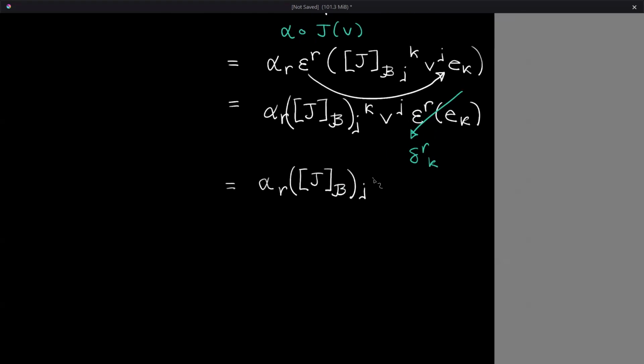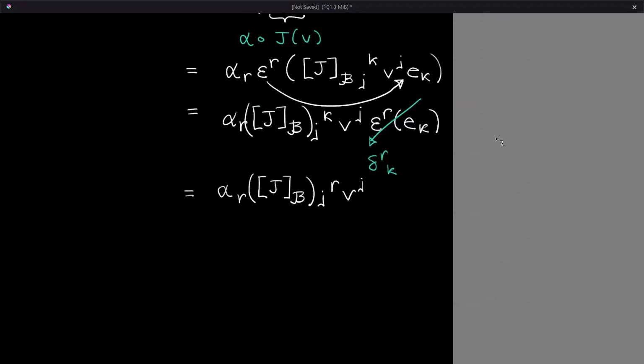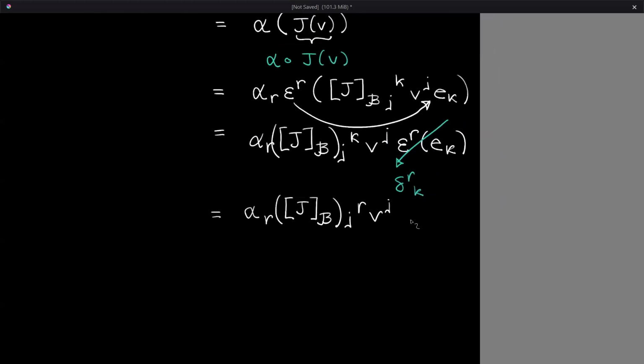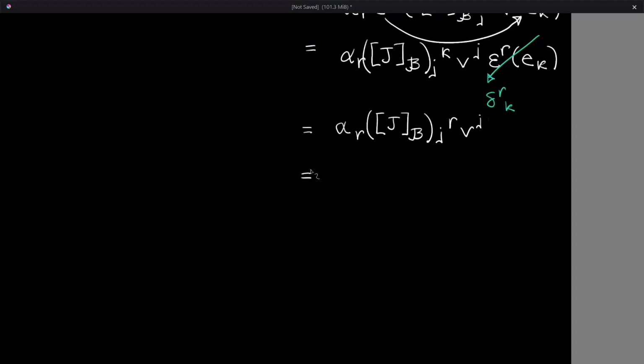I'm just rewriting all of the elements here. Then what we did was we again used the Kronecker delta to collapse the indices. Wherever we saw a K, we would replace that with an R. The K was over here, so we replaced that K with an R. That gives us this overall.